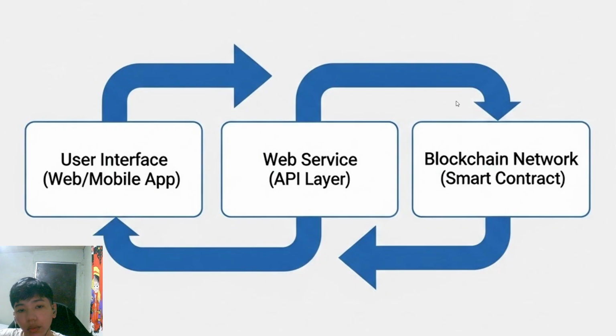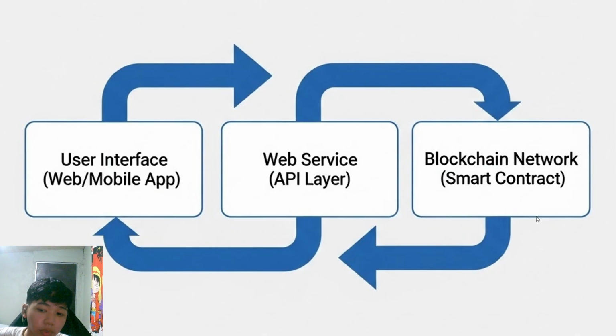So next is the response. The blockchain now sends the result, let's say, for example, the product history or a transaction confirmation ID, back to the web service. So we have a line here. That's how basically the process goes from user interface to the web service, to the blockchain network, and it goes on and on.